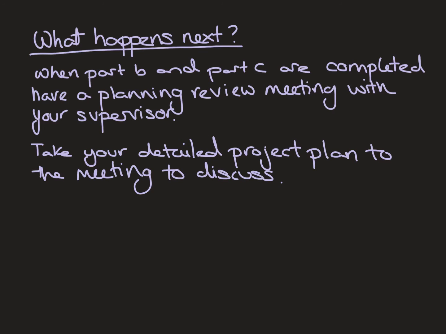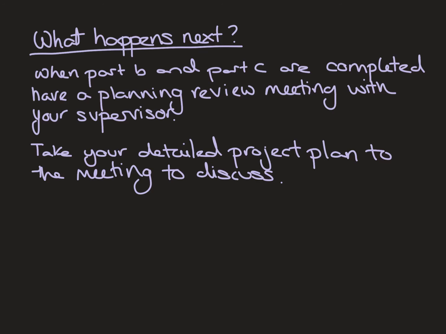So in terms of what happens next, you submit your proposal in part A, your supervisor completes part B, and then it's passed on to the centre coordinator who completes part C and then tells you whether your project has been approved or not. Once they have been completed and you have that feedback, you'll receive an email, and then your next job to do is to have your planning review meeting with your supervisor.